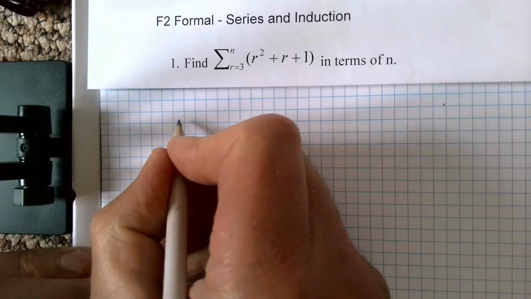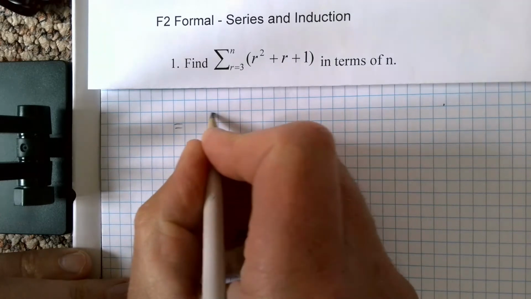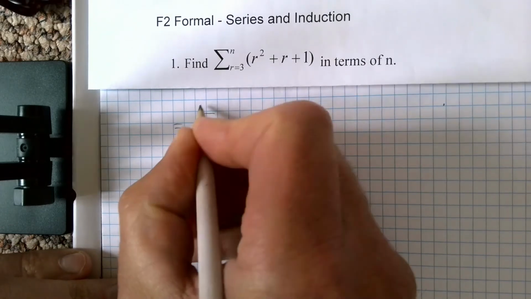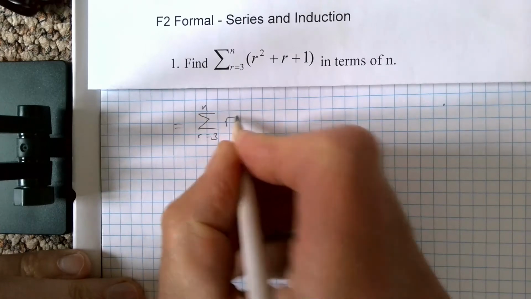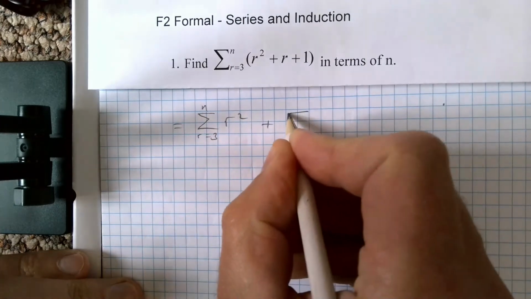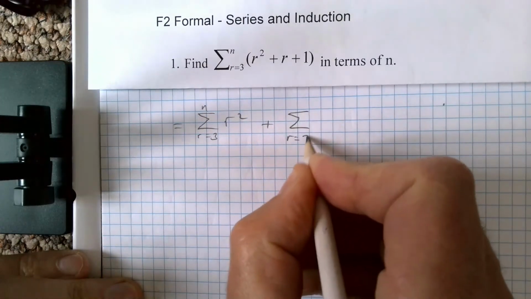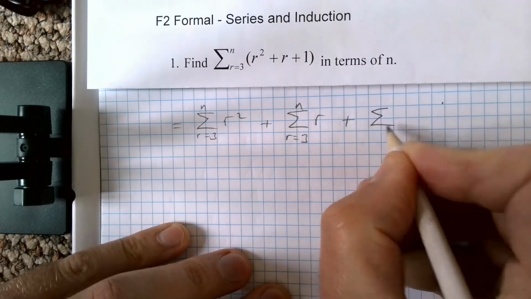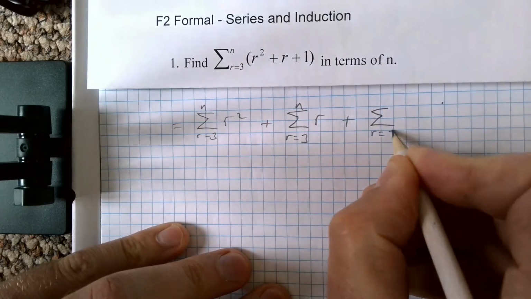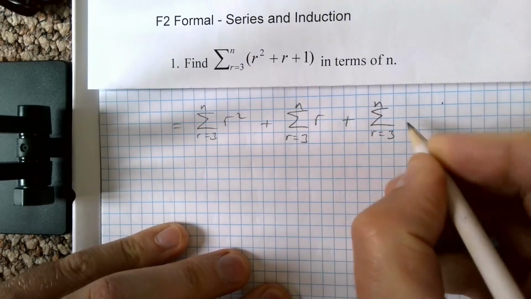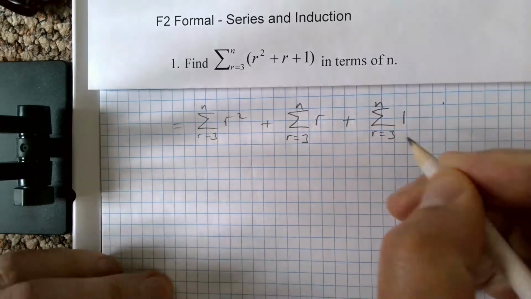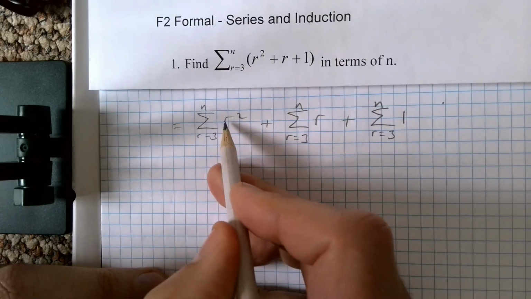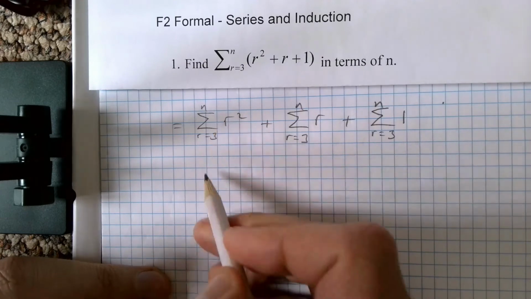So I guess my first line here would be, I think then that is equal to the sum between r equals 3 and n of r squared plus the sum between 3 and n of r plus the sum between 3 and n of 1. Now that's a bit of an odd one, but we'll chat about that in a wee second. So it's the sum from 3 all the way up to n. If it's the sum just up to n, we have a wee formula for that. We're going to use it a little bit later on.